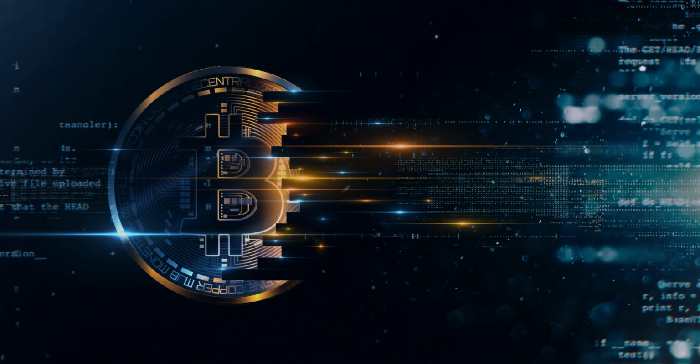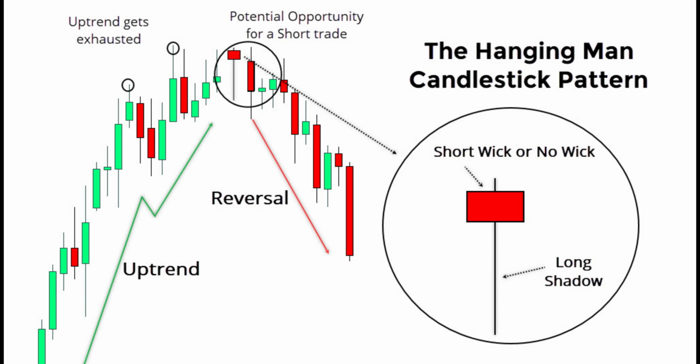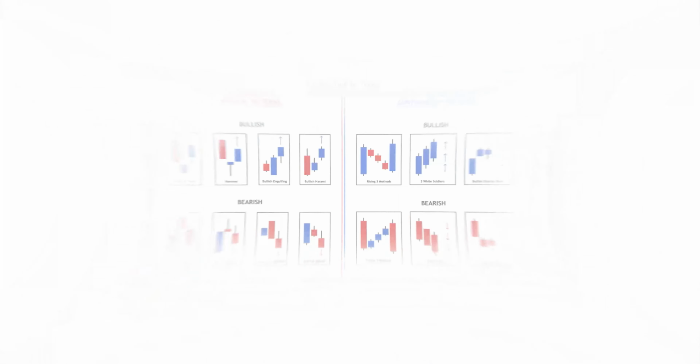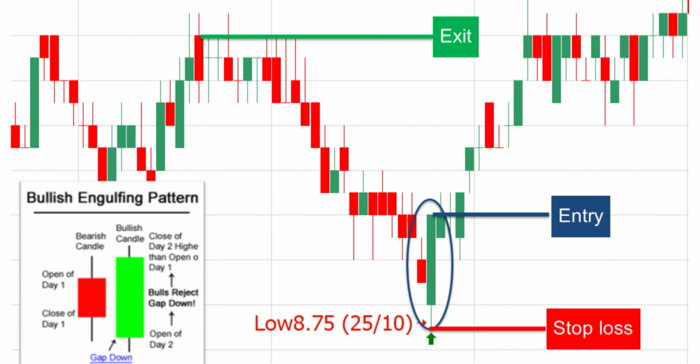In this video, we'll discuss the most powerful single candle pattern, the Hanging Man, which every trader should be familiar with. We're gonna have a series of instructional videos on reversal and continuation candlestick patterns. By using these patterns, you can better analyze and predict stock market trends. I'll be explaining each pattern in detail and teach you how to use them effectively.